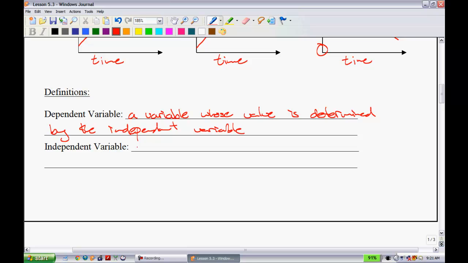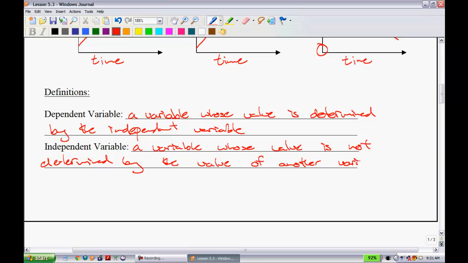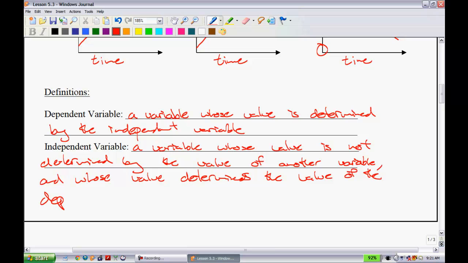The independent variable, of course, is a variable whose value is not determined by the value of another variable, and whose value determines the value of the dependent variable.